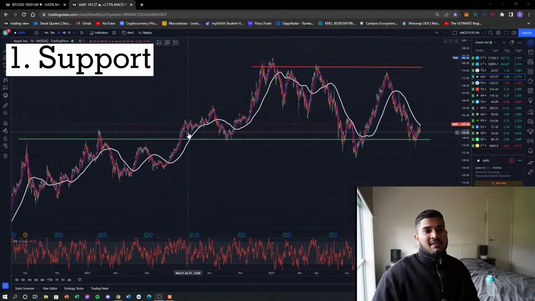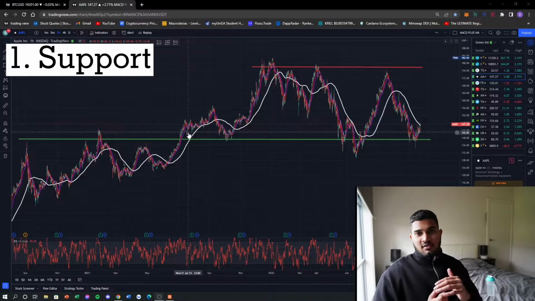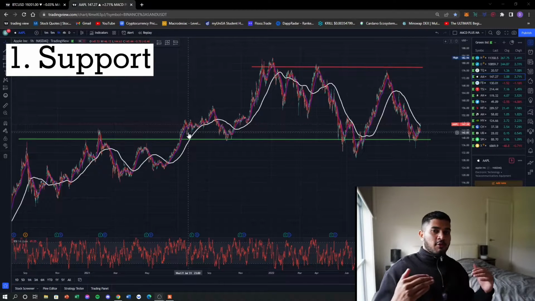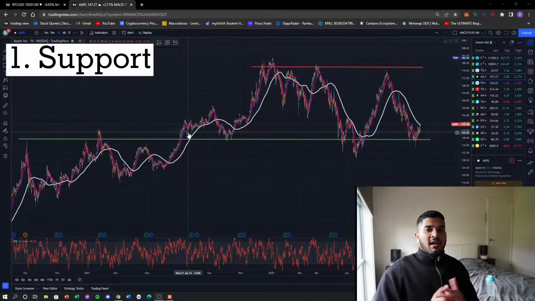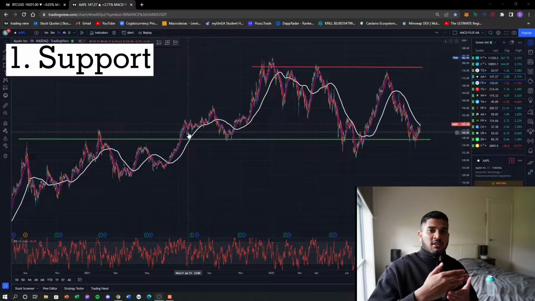Let's go through an example. A pullback is basically where the short sellers or the sellers take control of the market and the price tends to fall down. So a support is an area where the sellers become weak, and it's a place where the price consolidates, which is basically trading within a certain range for a certain period of time.